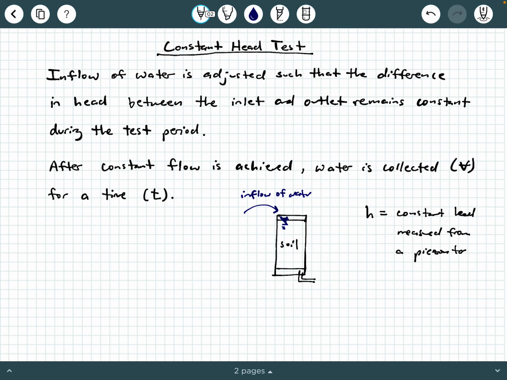And so again, I forgot my outflow. Here's your outflow. All right, so again, you adjust this inflow of water, and you're going to get an outflow of water, but you keep a constant head here. You can measure it typically from a piezometer of some sort.